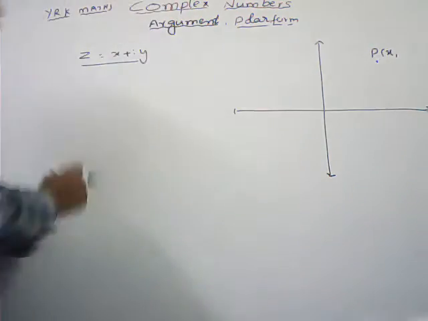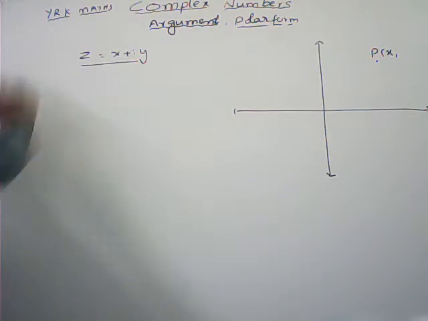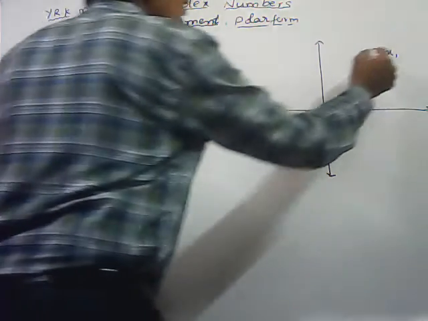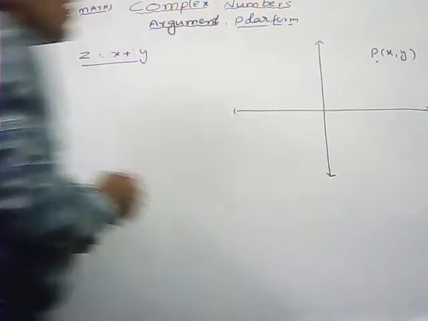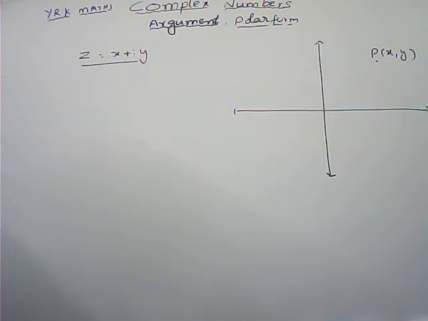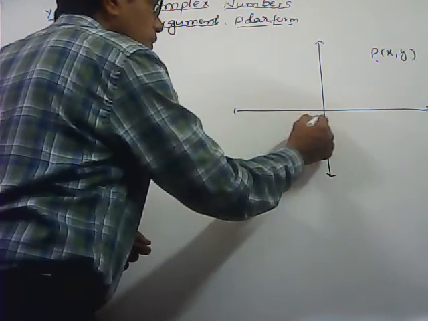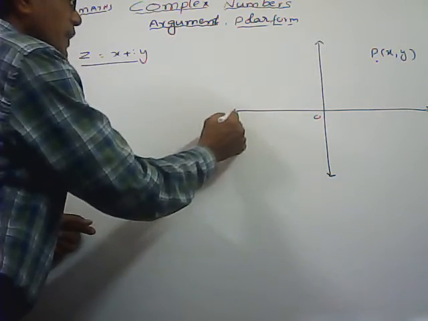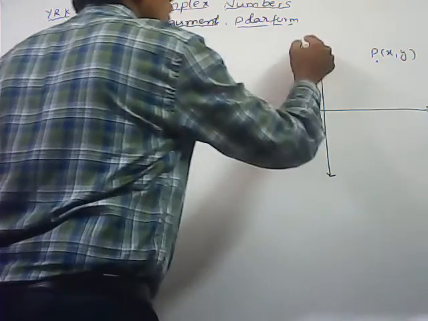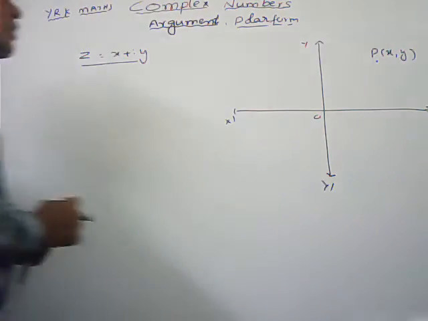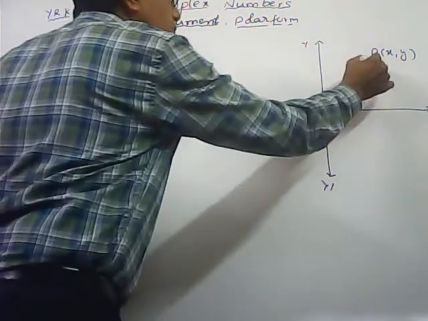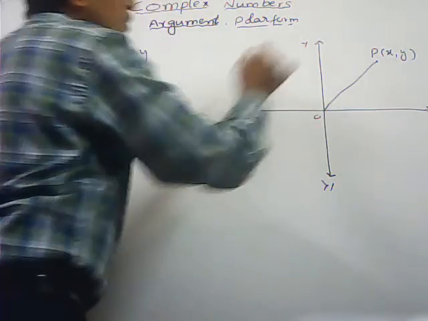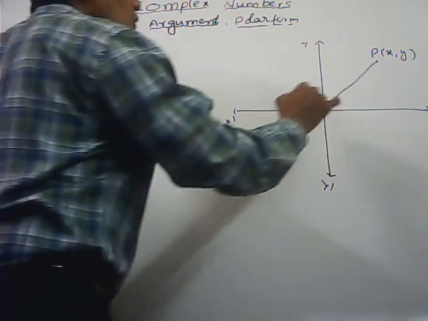The real part I am taking as the x coordinate and the imaginary part, y, we are taking as the y coordinate. X comma y, here the point P represents the complex number z. So here the x axis we say real axis and the y axis we say imaginary axis only. Now join these two. OP, I am joining this one. Here OP is equal to the modulus of the complex number.